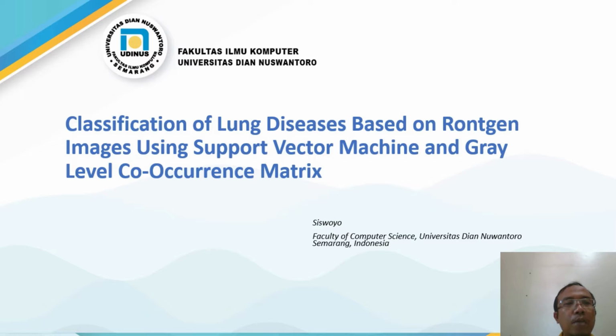First, let me introduce myself. My name is Siswoyo. I'm a student of the Faculty of Computer Science from Dian Nuswantoro University, Semarang. In this presentation, I will discuss the classification of lung disease based on Rontgen images using a support vector machine and the gray-level co-occurrence matrix.